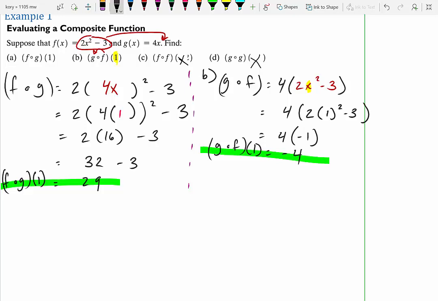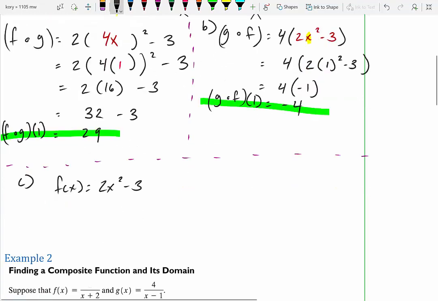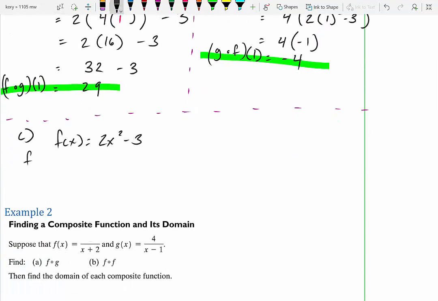So no longer do we have 1s, we're just working with X's. Now let's form our composite for C. So part C, we have f composed with f. And I'm going to rewrite f down here. So we want to do f composed with f of x. So what are we going to do with f? Yep, we're going to plug it into itself. Things are going to get weird.